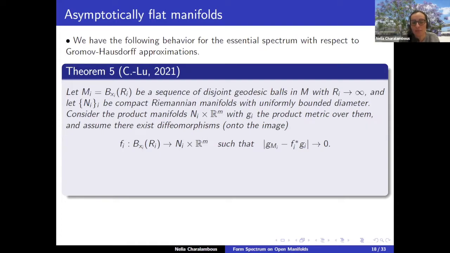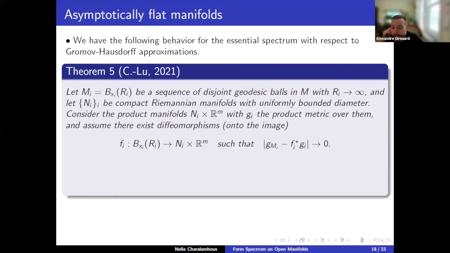Okay. And moreover, we assume that these maps are diffeomorphisms onto their image. So when I pull back the metric of G_i, I mean from the image, right? So I'm not necessarily saying that I have an approximation from a geodesic ball to the full product manifold, but rather on a ball in this product space.